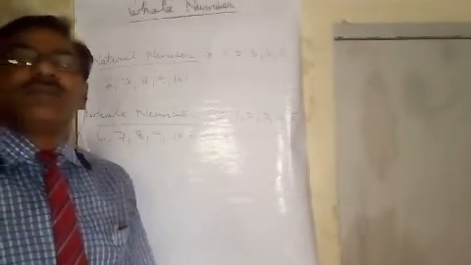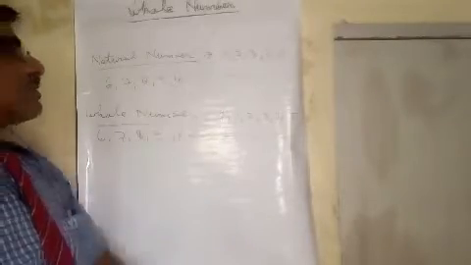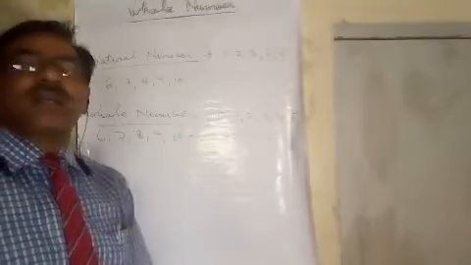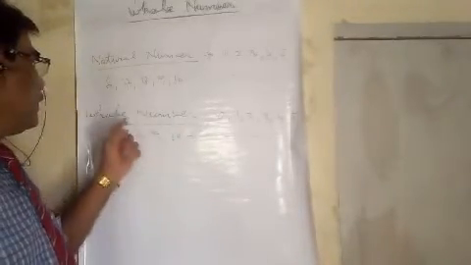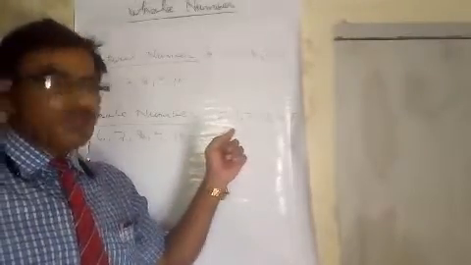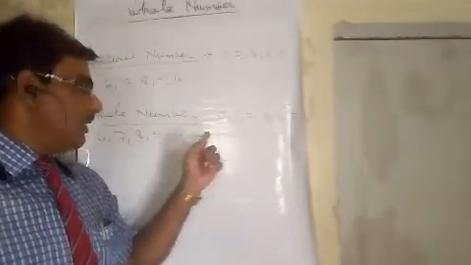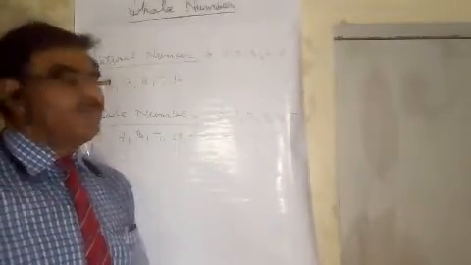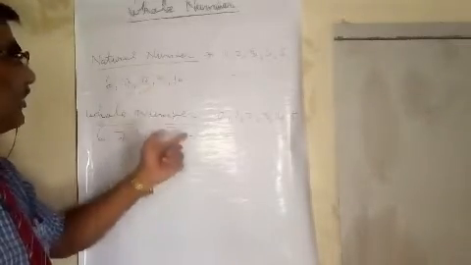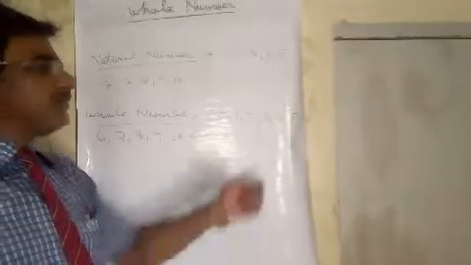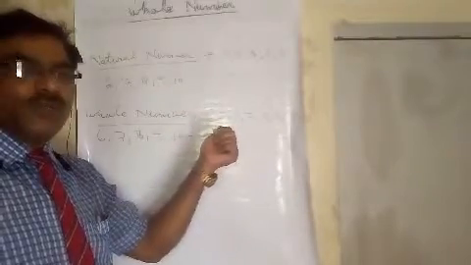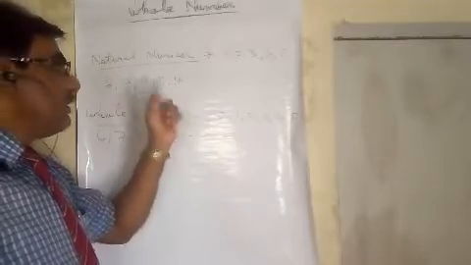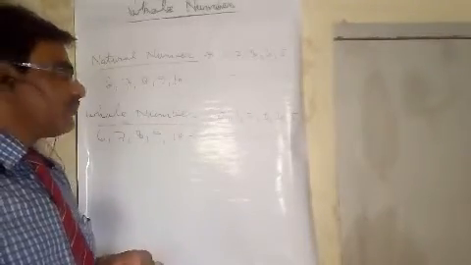Here you see that 1 is the smallest natural number and the highest natural number cannot be defined. In the whole numbers, 0 is the smallest whole number and the highest whole number cannot be defined. The only difference between natural numbers and whole numbers is 0. If you include 0 in the natural numbers, you find the whole numbers.